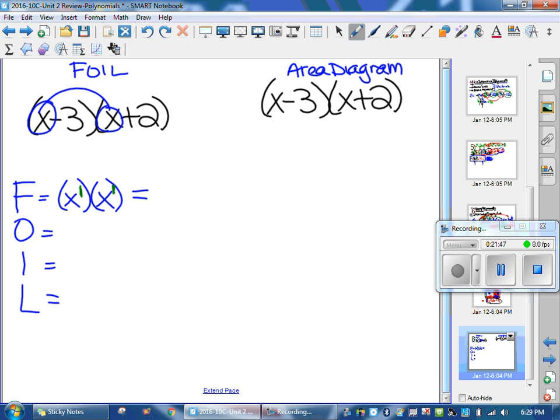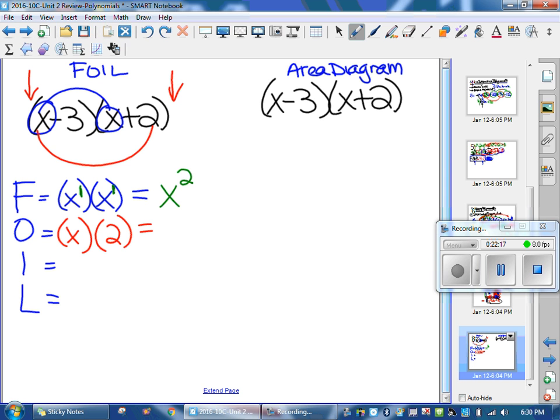Then we're going to take our O. Our O means our outside terms. That's these two. We're going to get x and positive 2. Now by outside it means which ones are on the ends of the expression. So this would be the front end, this would be the back end of the complete expression. So that's why it's outside to outside. They're the outer edges of our expression. So that's going to give me a 2x.